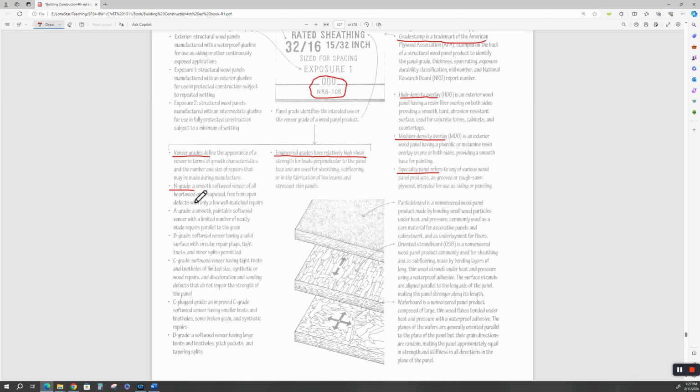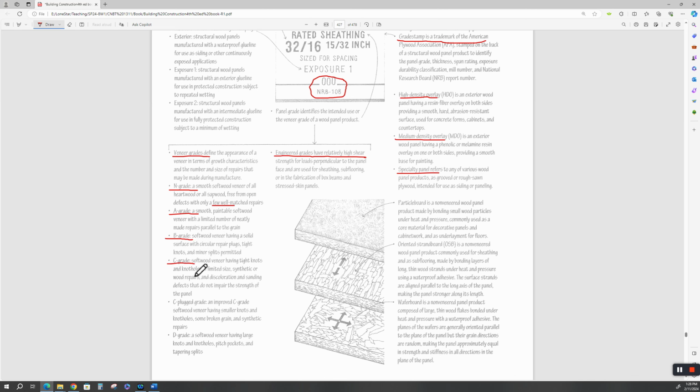N grade is a smooth, softwood veneer of all heartwood or all sapwood. It's free from open defects with only a few well-matched repairs. Well, your mileage is going to vary with that. A grade is a smooth, paintable softwood veneer with limited number of neatly made repairs. B grade is softwood veneer having a solid surface with circular repair plugs. Tight knots and minor splits are permitted.